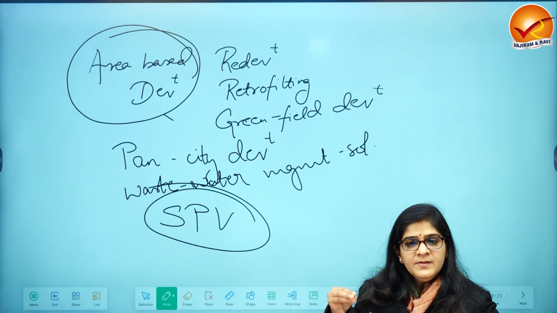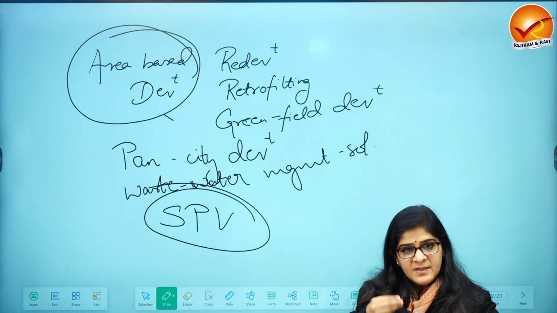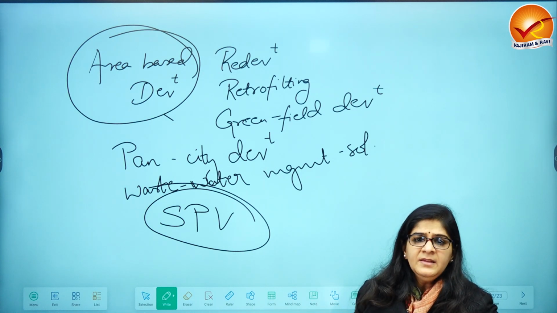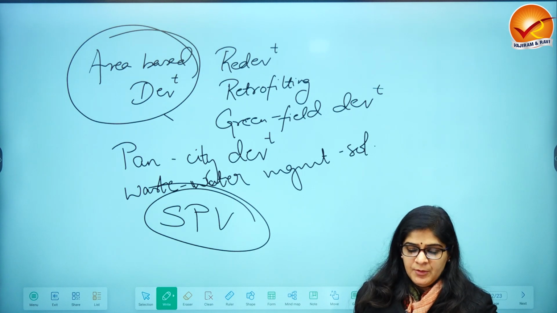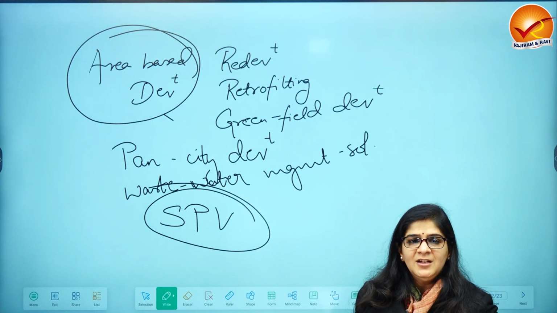And then one thing the Smart Cities mission has to necessarily focus upon is building resilience to disasters. That must be a component of the Smart Cities mission. Building resilience to disasters like urban flooding.